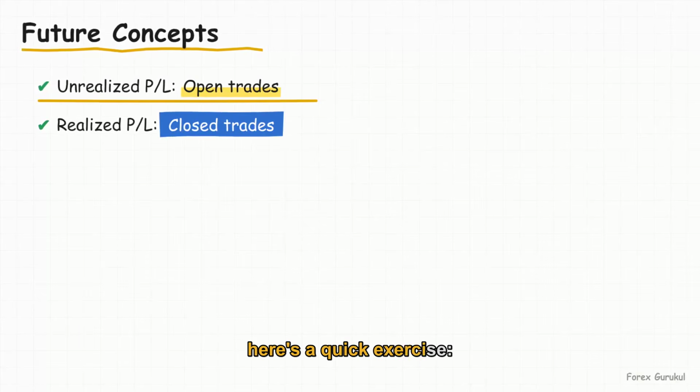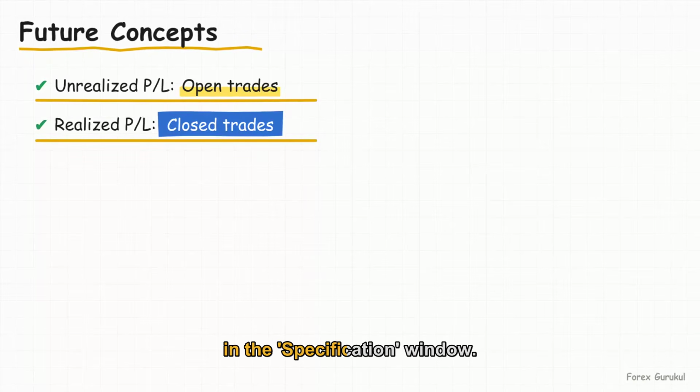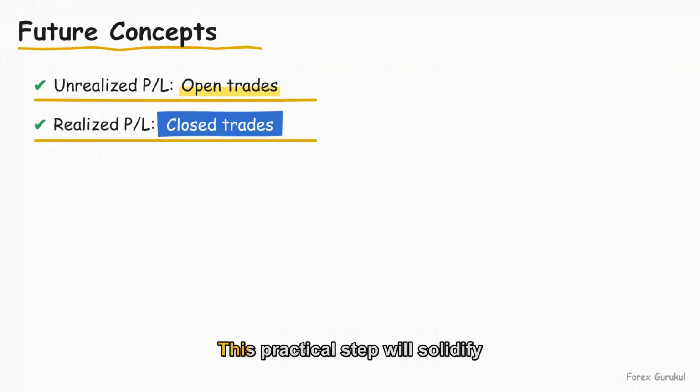So here's a quick exercise. Pause this video, go to your own MetaTrader platform, find a currency pair you like, and locate its swap rates in the specification window. See if you can identify which side, long or short, would incur a positive or negative swap for that pair. This practical step will solidify your understanding.